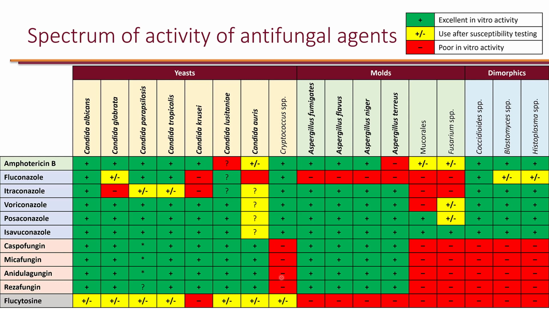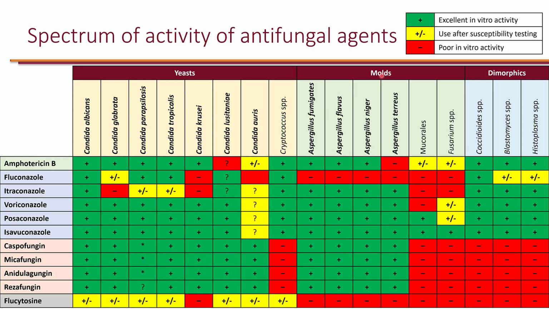So no activity against cryptococcus. And flucytosine is yellow for pretty much most of these because it should not be used alone. So it should be used in combination with another agent. And it's just not active against krusei.